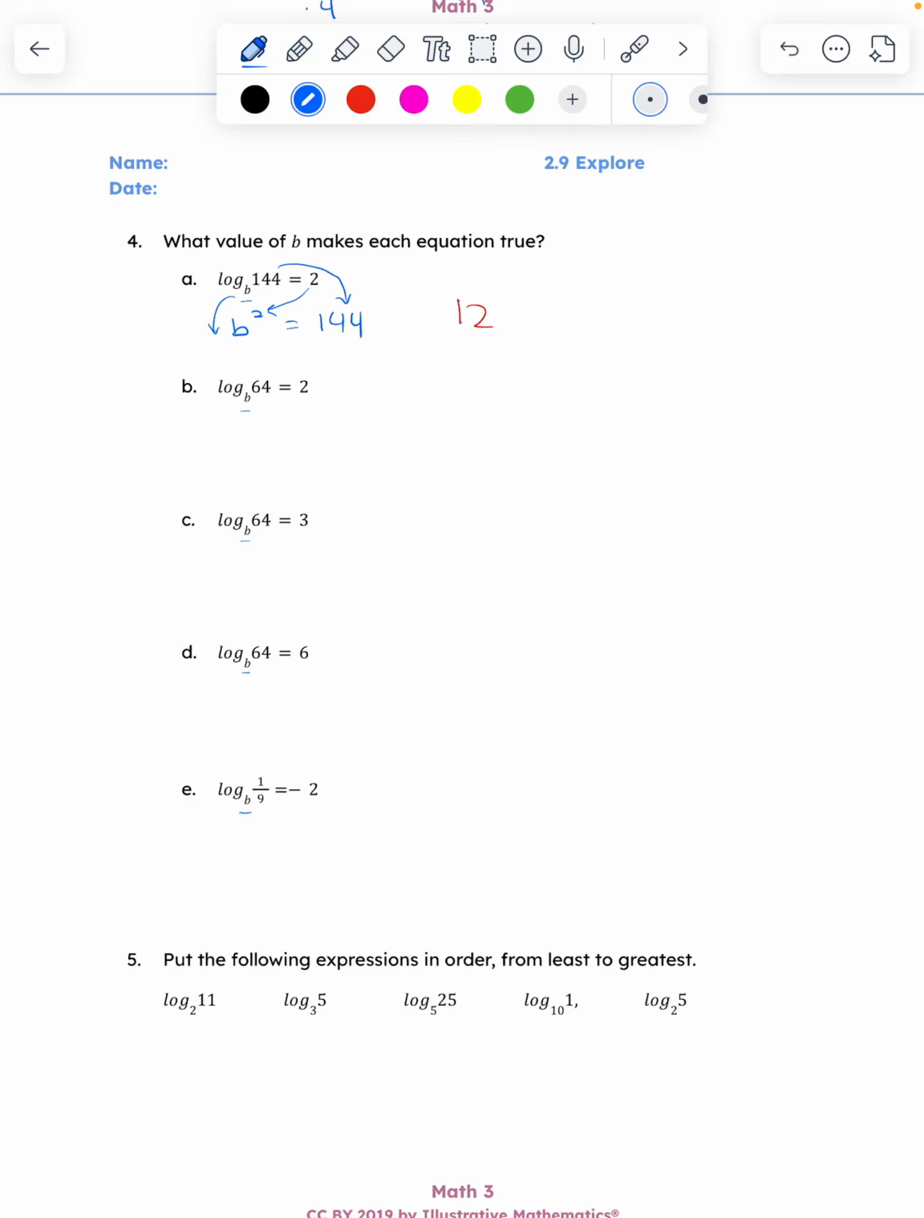Cool. Do the same thing here. b squared equals 64 to get it into that exponential form. I want to know what squared is 64. That sounds like 8. I'll say b equals 8. Right. Now I want to know what cubed is 64. I still have my base of b, but this time my exponent is a 3. And that I know is 4.